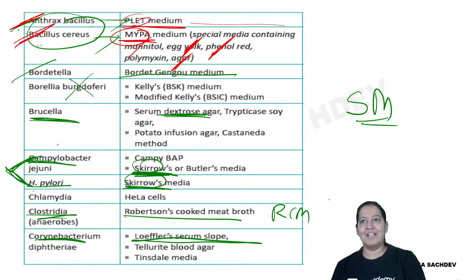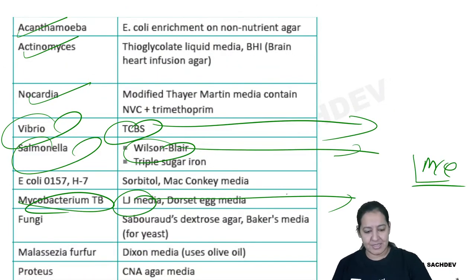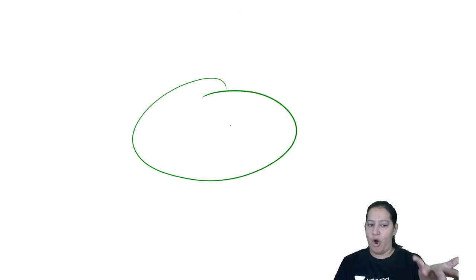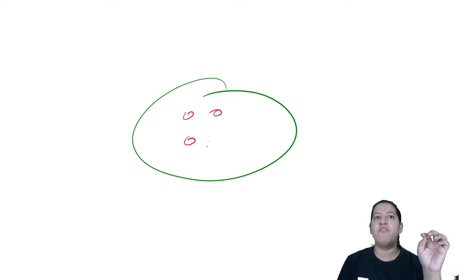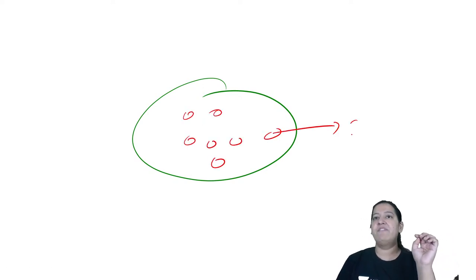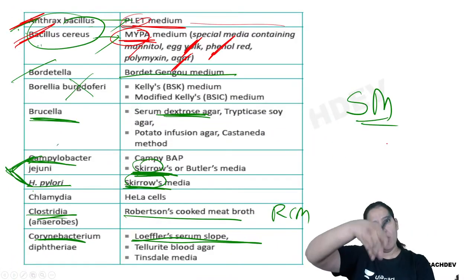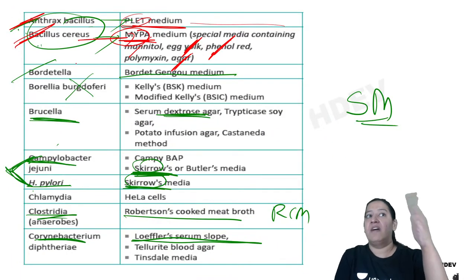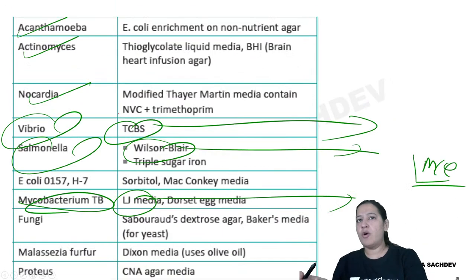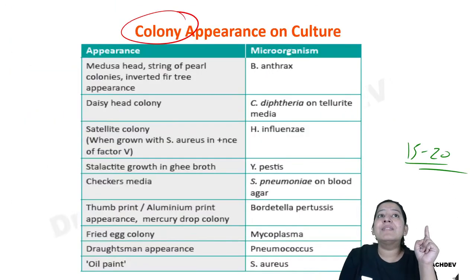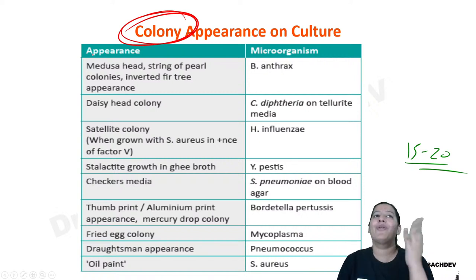So that is the culture media. Now this is the culture media. Just suppose I'm growing the bacteria on it. So bacteria will grow and it will form colonies on it. The specific culture media I am telling you, the corresponding bacteria will grow on that corresponding media. So colony ke appearance alag-alag hote hain. Ab wo sabke colony ke appearance batao. So un pe question aa sakta hai.